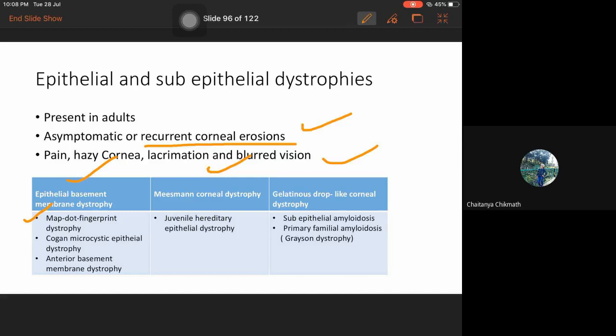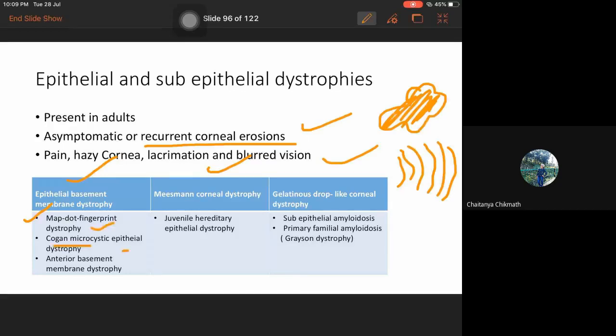But as the name suggests, it's a map-dot. They will have a geographic pattern, or an appearance like a fingerprint. That's why it's called map-dot-fingerprint dystrophy. Other than this, Cogan's microcystic epithelial dystrophy. Keep that in mind.